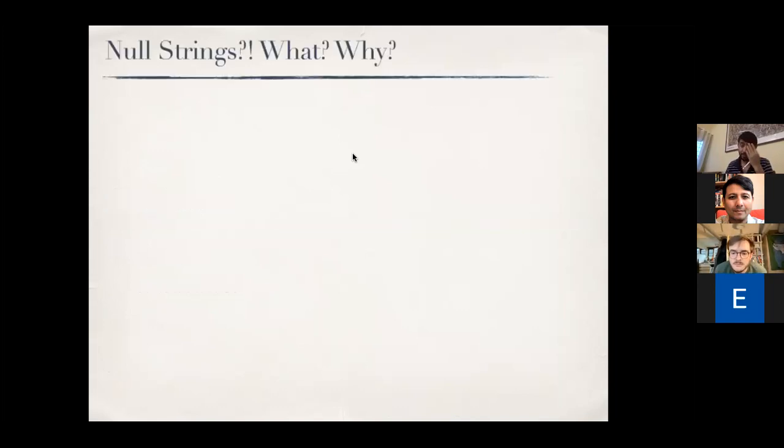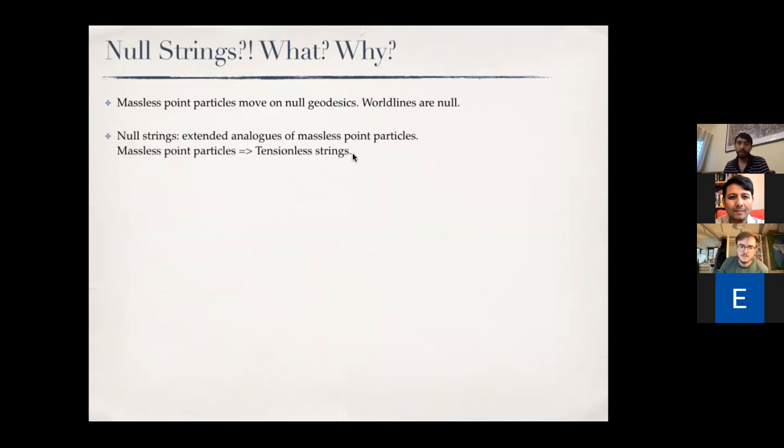So let's start off by asking why we are interested in null strings at all, what they are and why we are interested in them. Massless point particles move on null geodesics. World lines are null. So null strings are essentially the extended analogs of these massless point particles. So the massless point particles essentially are, in one extended dimension, your tensionless strings. Okay, so these have been looked at since Schild did this in the 1970s.